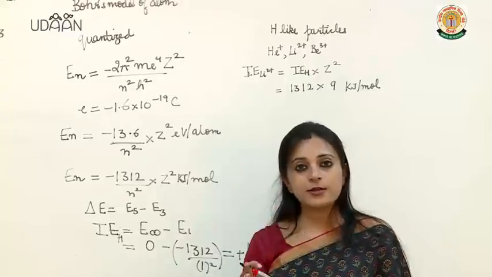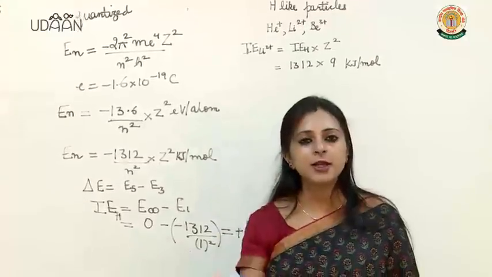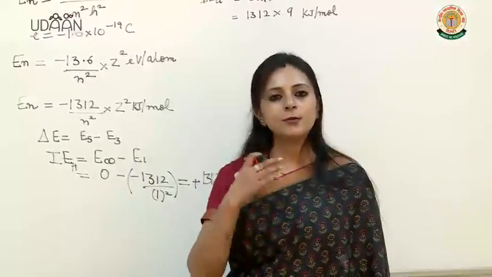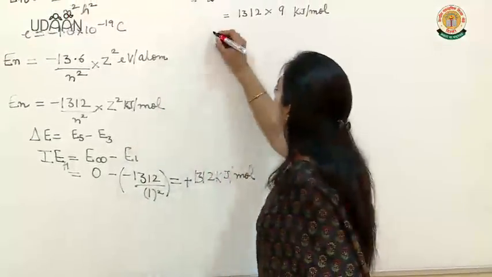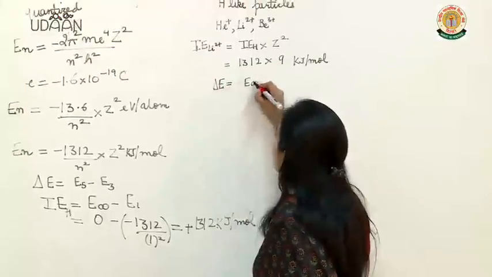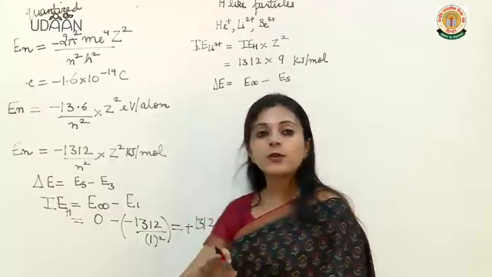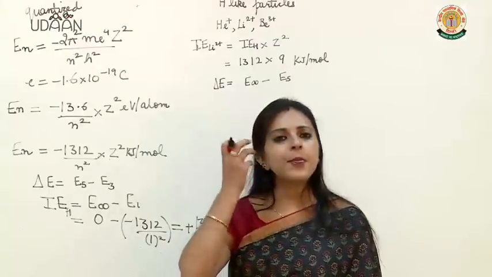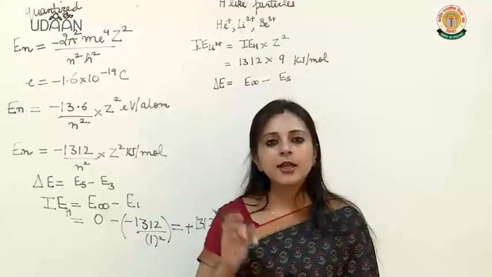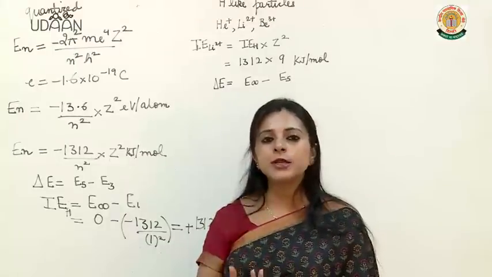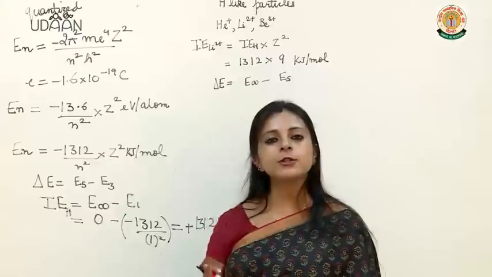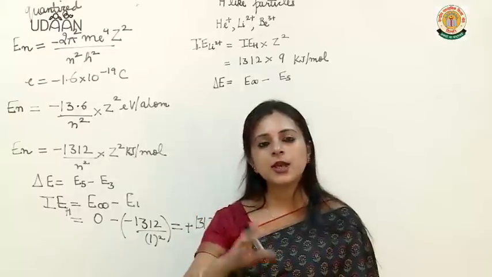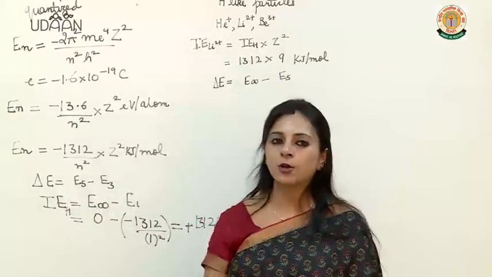Now, if the question says that you have to completely ionize an electron from the 5th orbit, then delta E would be final minus initial, because the electron was in the 5th orbit. But if it is written that you have to only calculate the ionization energy, then you will take the ground state, that is N1 equal to 1. Then you will understand that you have to remove the electron from the first orbit and send it to the infinite orbit.